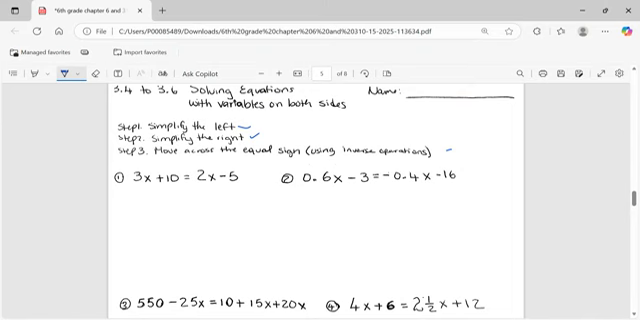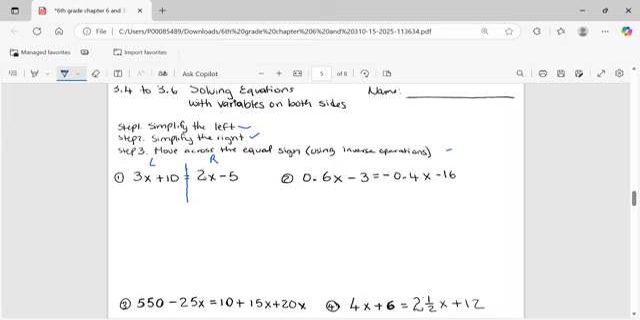We have 3x plus 10 is equal to 2x minus 5. If I look, there is an equal sign in the middle. This is the left side and this is the right side. There's nothing to simplify on the left because they are not like terms. Nothing to simplify on the right because they are not like terms. Both sides are simplified. Now we're going to move across the equal sign.